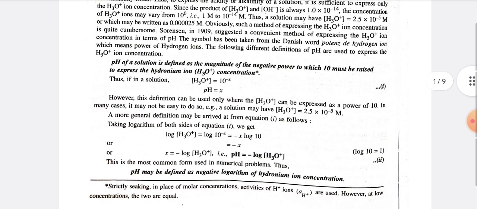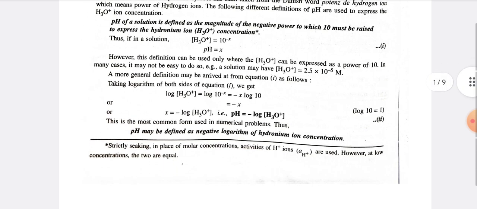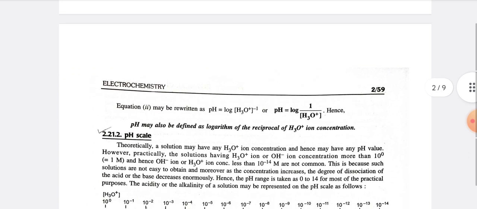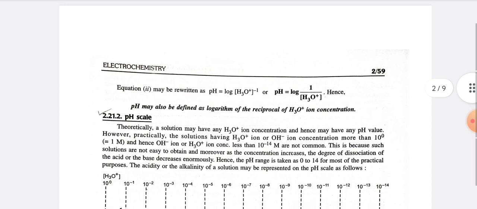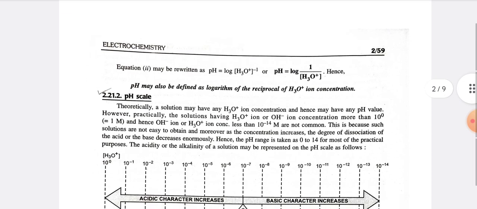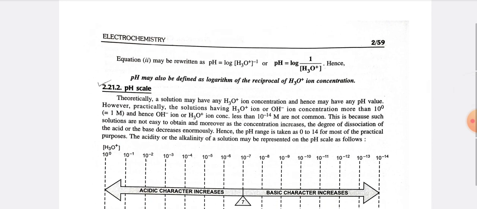Take logarithm on both sides of equation 1. Log [H3O+] is equal to log 10 raised to the power minus x is equal to minus x, and we get pH is equal to minus log of [H3O+]. This is the most common form used in numerical problems. Thus, pH may be defined as the negative logarithm of hydronium ion concentration. And equation 2 may be written as pH is equal to log of 1 by hydronium ion concentration. pH may also be defined as the logarithm of the reciprocal of hydronium ion concentration.